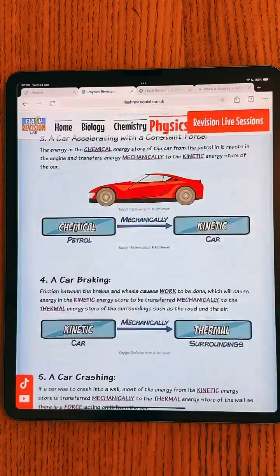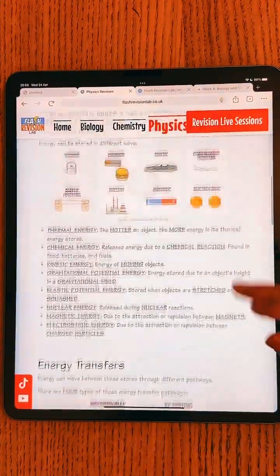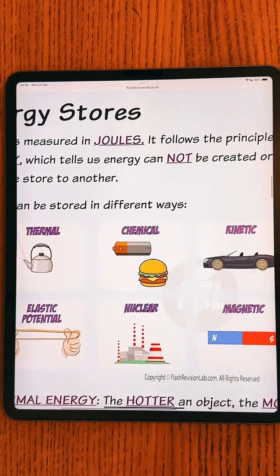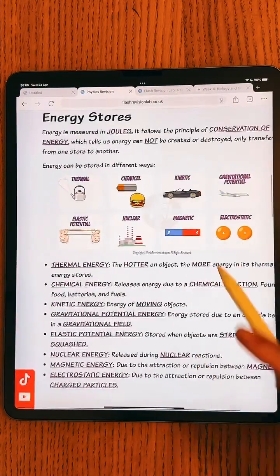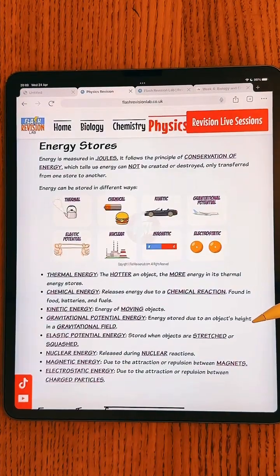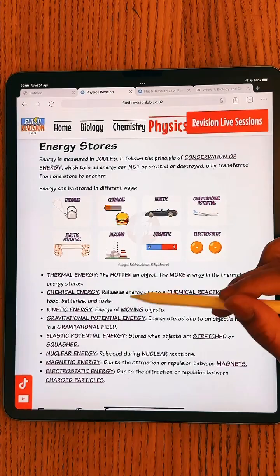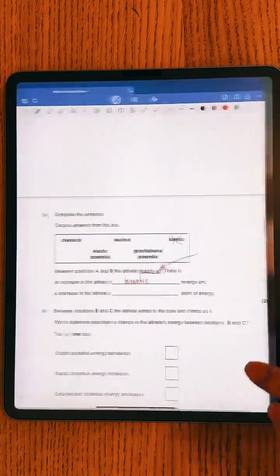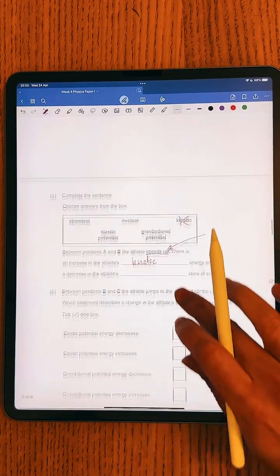It's chemical because chemical is all to do with energy that's being released from a reaction. So any food that's been eaten is going to be chemical energy. So a person has chemical energy. That's where we get our energy from. It's from the food that we eat. You can also say batteries if you've got anything electrical powered. That is also chemical energy in the batteries.